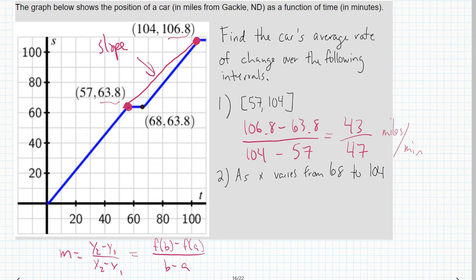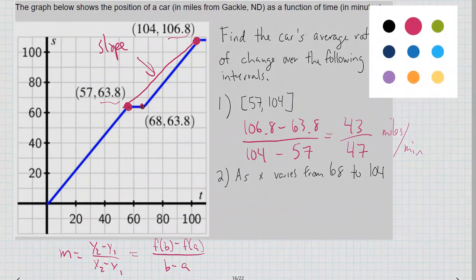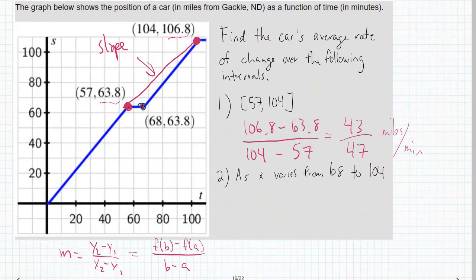Now, as we do 68 to 104, let me do this in a different shade. Let's go with the dark blue here. I go from here to here, and luckily, look at this, it's already a straight line, so it's just going to be the slope of this line. That's all we're doing. Notice this one looks to be a little bit steeper, so it should be a little bit higher than what we had before.